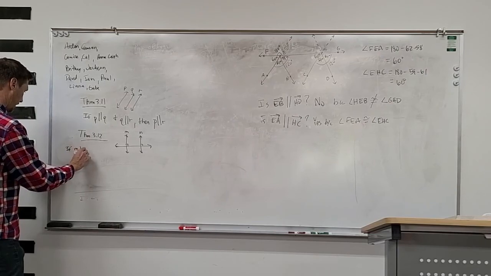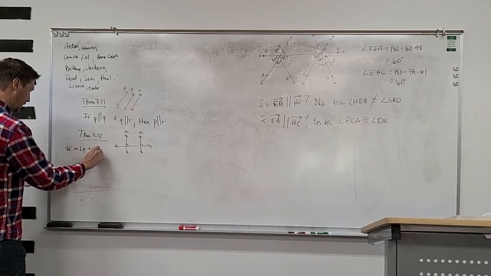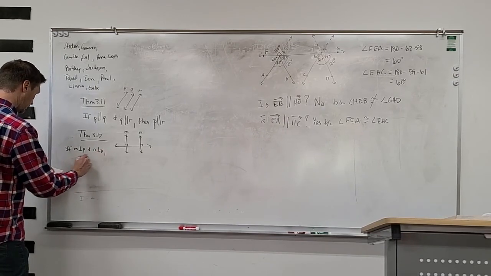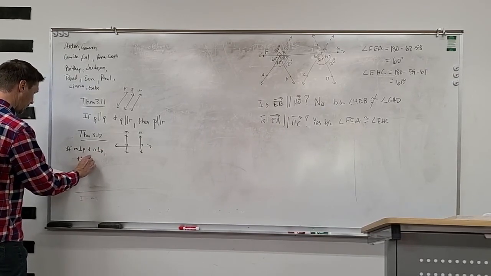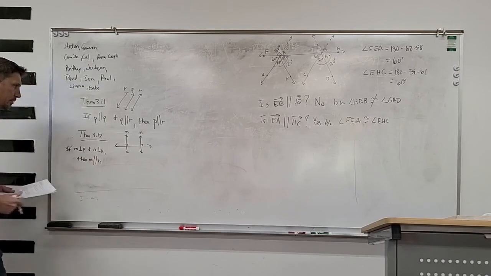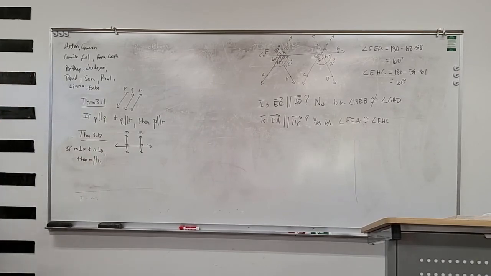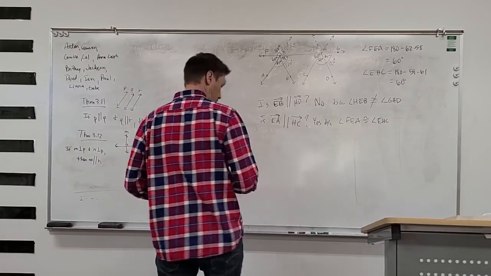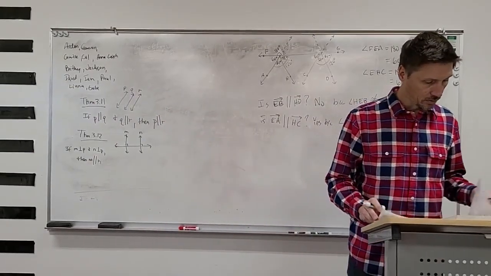All right, so similarly, if line M is perpendicular to P and N is perpendicular to P, then M must be parallel to N, right? So that's theorem 3.12. Oh, and then this other one, you guys have seen this before. This is just the definition of slope.